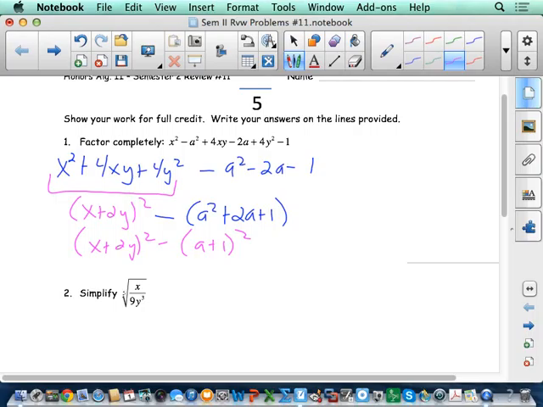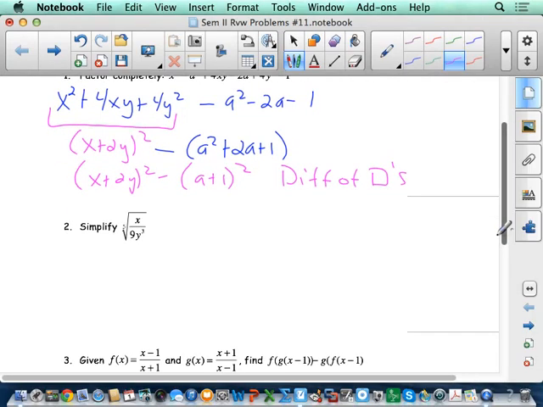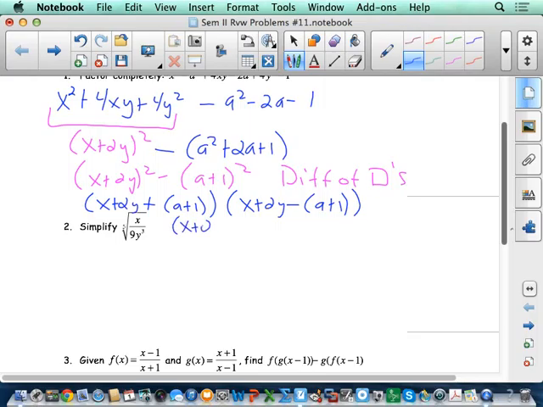Okay, what do you notice about that when I have x plus 2y quantity squared minus a plus 1 quantity squared? It's a difference of squares, our old friend that I told you we were going to see over and over and over this year. There it is again, difference of squares, and I can factor that as x plus 2y plus a plus 1 times x plus 2y minus a plus 1. Okay, and if you look on the answer in the back, it's x plus 2y plus a plus 1 times x plus 2y minus a minus 1.